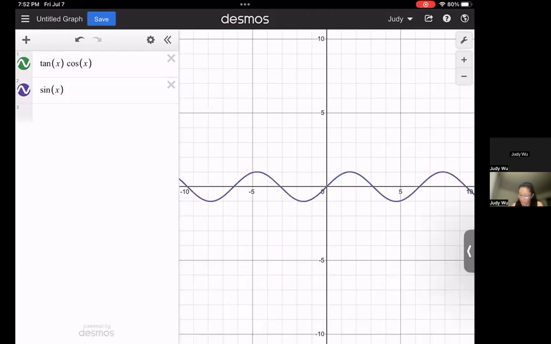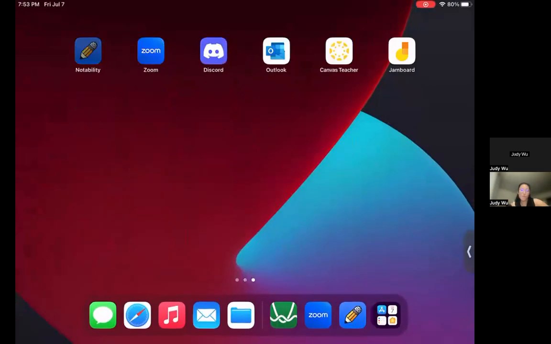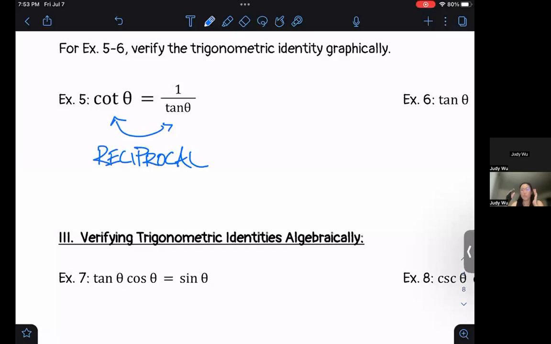All right. So we have a purple graph, green graph, purple graph, green graph. They are exactly the same. That means that tangent x cosine x is equal to sine x. And that's how we verify it graphically, okay? So no matter how crazy the equations are that we're working with, one thing to keep in mind is that if you graph both sides, they sure should look the same, okay? That's really what we're trying to prove.